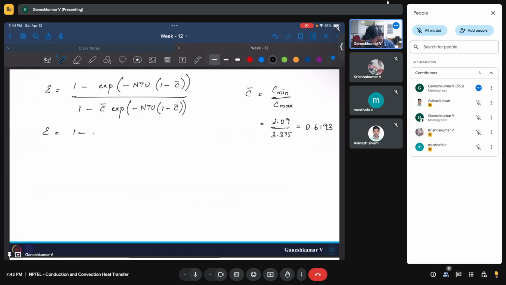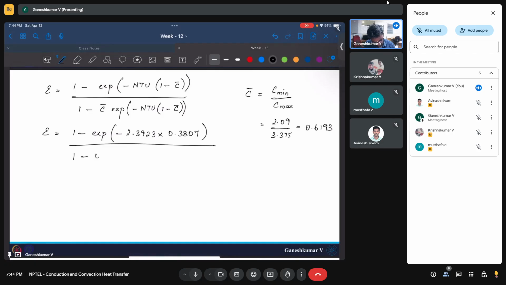Epsilon is 1 minus exponential of minus 2.3923 into 1 minus C, which is 1 minus 0.6193, so it's going to be 0.3807, divided by 1 minus 0.6193 times exponential of minus 2.3923 into 0.3807. So how much is this epsilon coming out to be? If you guys calculate, please let me know.